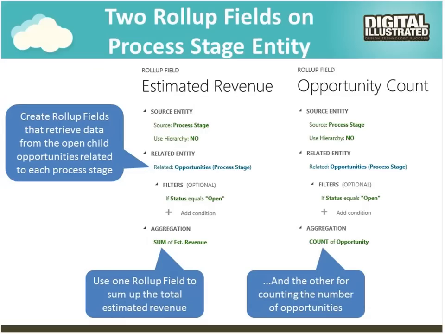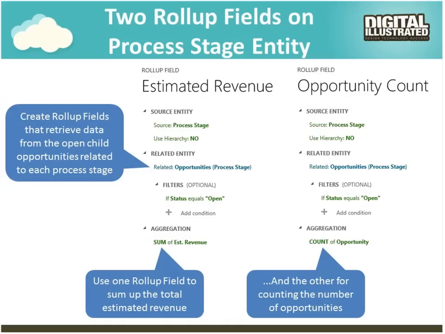And again, looking at the new features, we've seen the business rule editor and the calculated field editor. The rollup field editor is also very similar to those features. I have the option here to select, since I'm now on the process stage entity, that I can look for data from a child entity. In this case, it's the related opportunities that are in this stage. And I can set a filter so that I only look at the open opportunities, since I already have historical data about the closed ones.